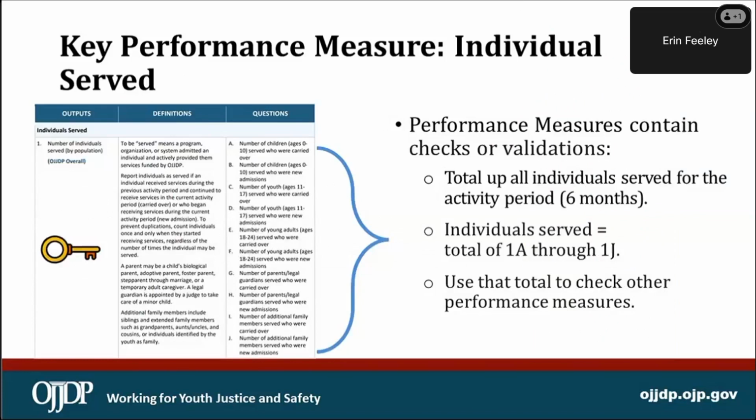Once you've finished entering data for question one, as mentioned, please go through and total up the entire number for that question. This will be used as what we call a validation or a checkpoint against other performance measures. When I say add up everything in question one, that means all individuals served in 1A through 1J.